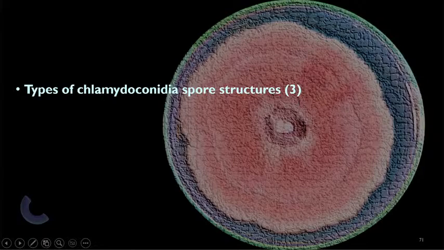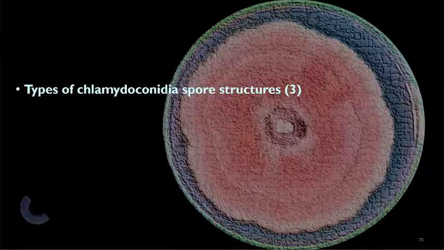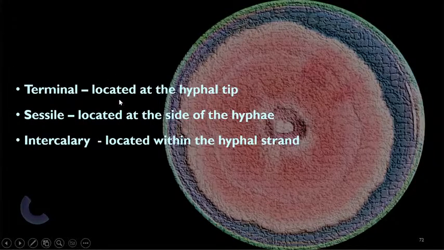Chlamydoconidia. Now, there are two types of chlamydoconidia spores. It could be a terminal spore, okay, or a terminal chlamydoconidia. It could be sessile, located on the side of the hyphae, and intercalary within the hyphal strand. So let's go back to Paint as always.